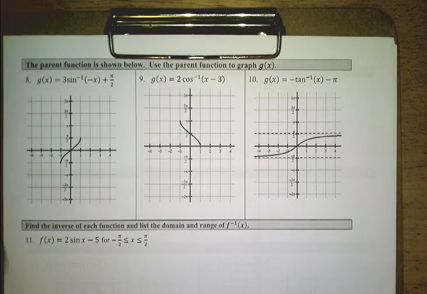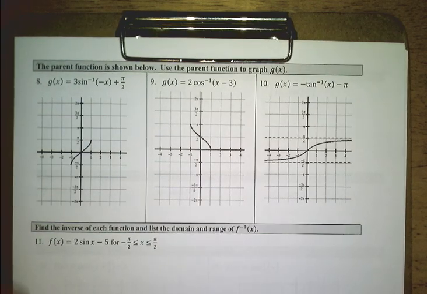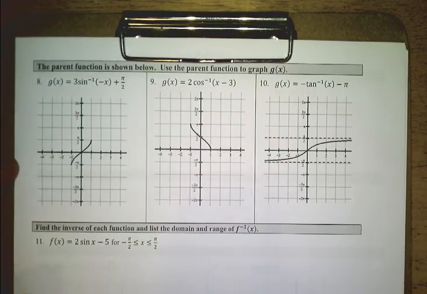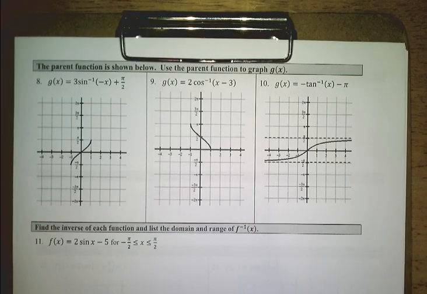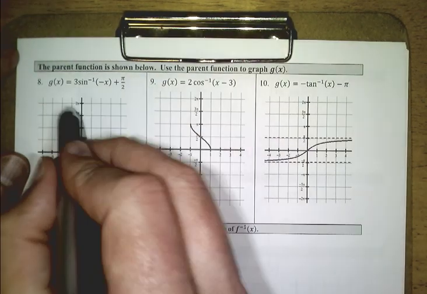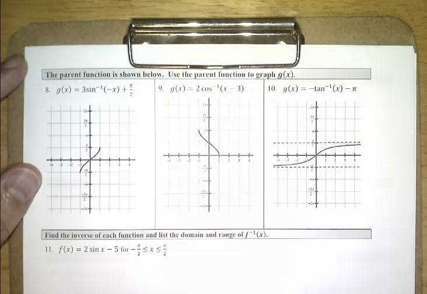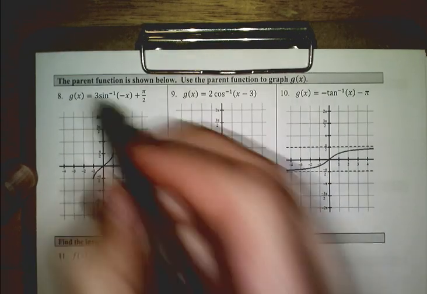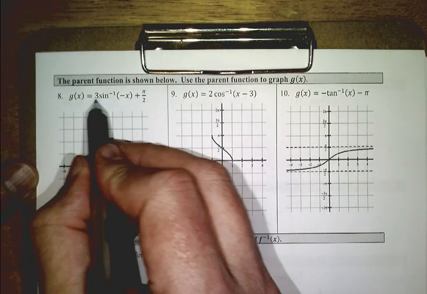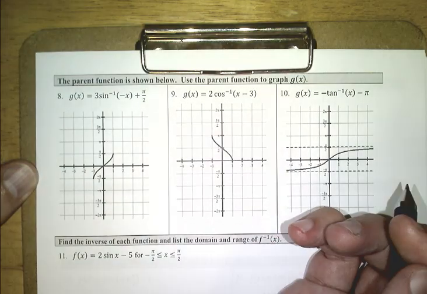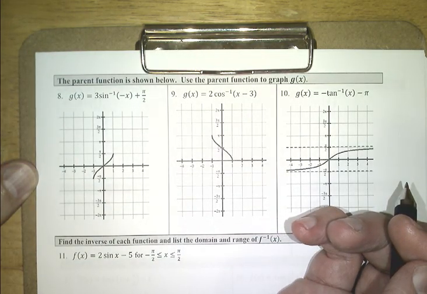Okay, here is page 2 of the review. So here it says the parent function is shown. Use the parent function to graph g of x. And so g of x equals 3 sine inverse of negative x plus pi over 2.